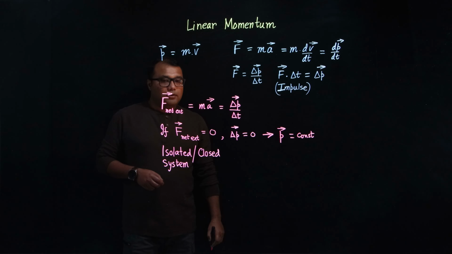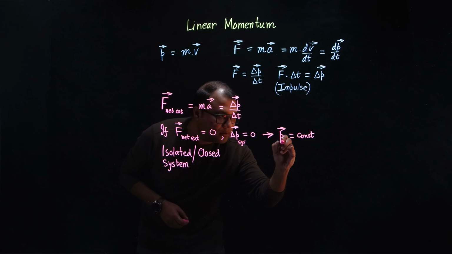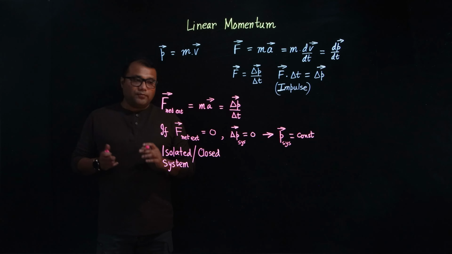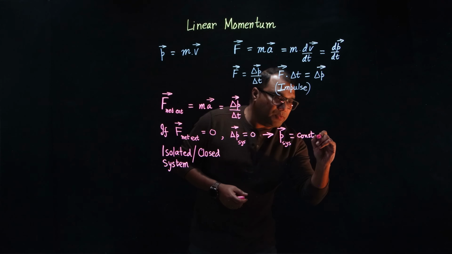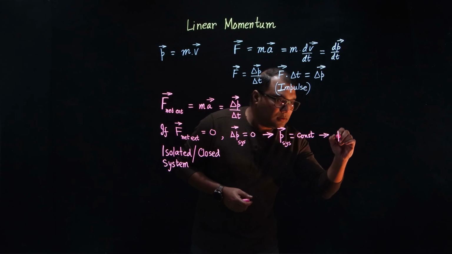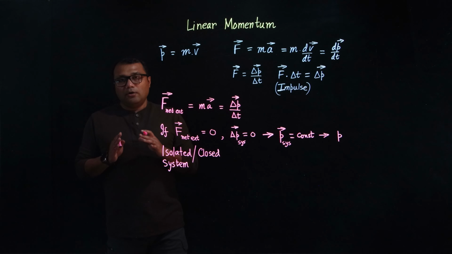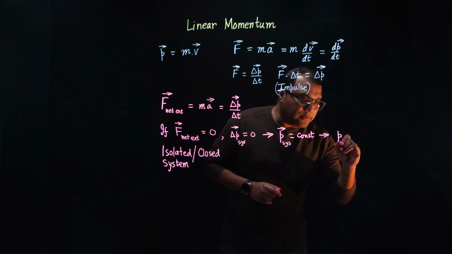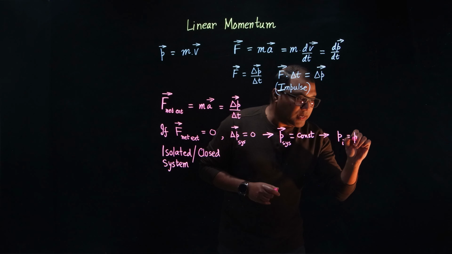So let me actually write it down. This is of the system, not of an individual part of the system, but of the system, is constant. So what that would mean is momentum is conserved, is a constant over the entire duration. So we can write P initial is equal to P final.